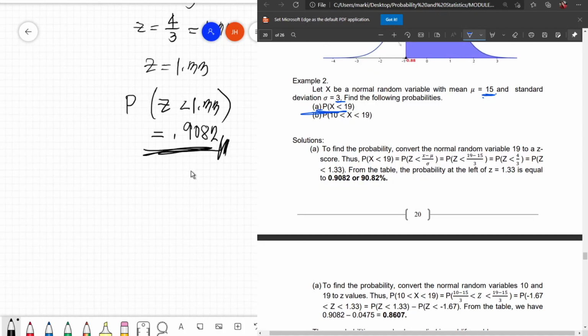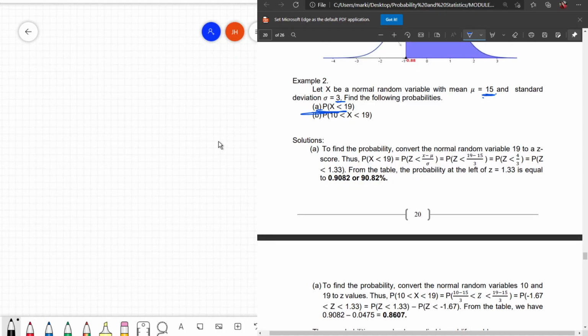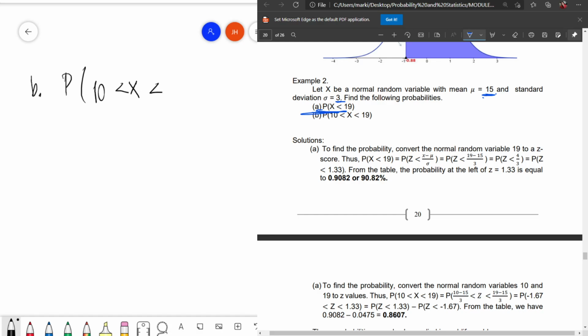Okay? How about letter B, ma'am? Sige. Ano natin yan, letter B? Kasi mahirap na kung dito kayong tumitingin sa solutions na agad. Mas mabuti if makikita nyo kung paano talaga. So, letter B, P, again, simula magbasa sa center, X is greater than 10, less than 19. Okay? So, yan po yung hahanapin natin.